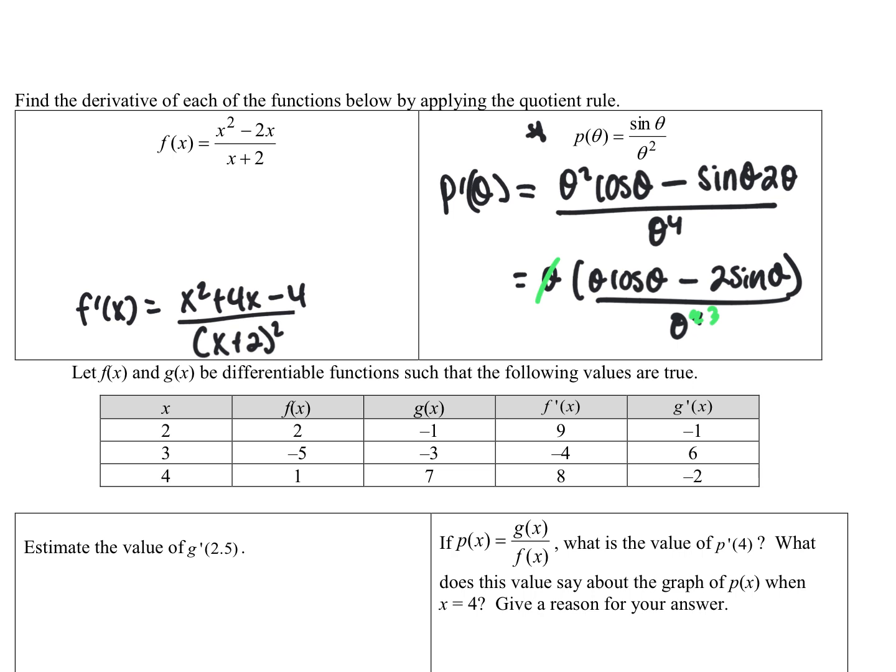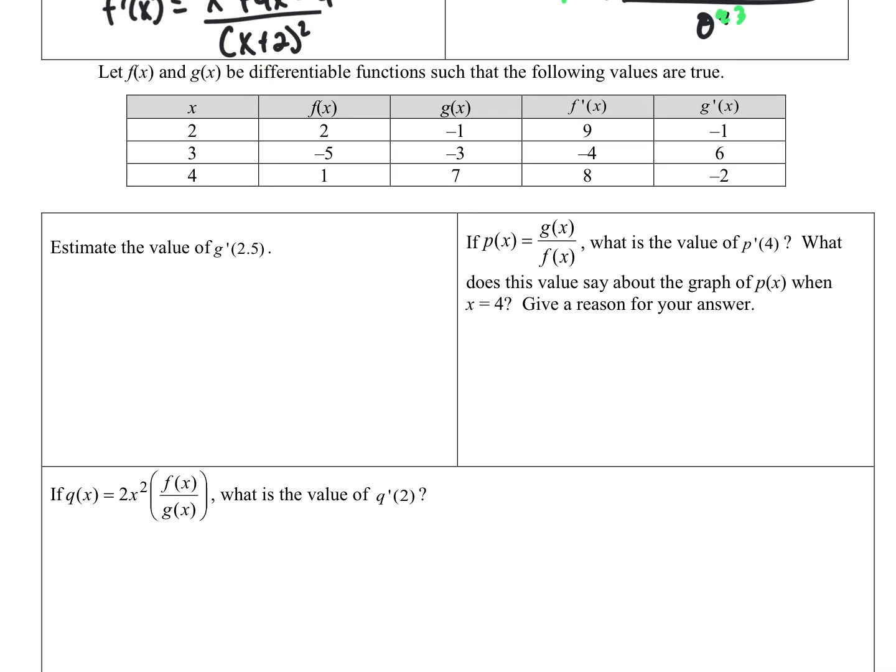All right, let's do some more abstract problems where we're not given explicit functions, so we have to use a table. First, estimate the value of g prime 2.5. This has nothing to do with the quotient rule. This is a review problem. So estimate the value of this derivative. Do it on your own.